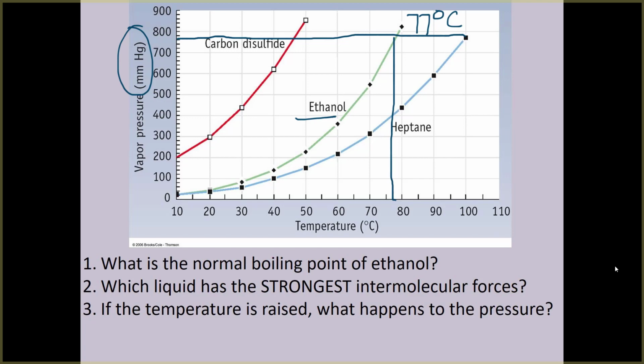Again, normal boiling point all has to do with standard pressure. So find the standard pressure and follow that across, and right where the line intersects with that vapor pressure line, that is the temperature at which it's going to boil. Number 2, which liquid has the strongest intermolecular force? It's going to be the one that has the vapor pressure is the highest with your highest temperature. So in this case, that would be heptane. So it's going to take a higher temperature to boil, so it must have the strongest intermolecular forces. And then number 3, if the temperature is raised, what happens to the pressure? There is a direct correlation. So as my pressure goes up, my temperature goes up.